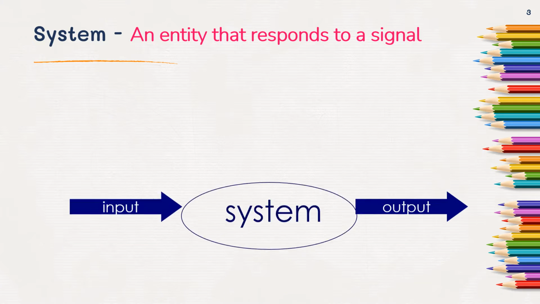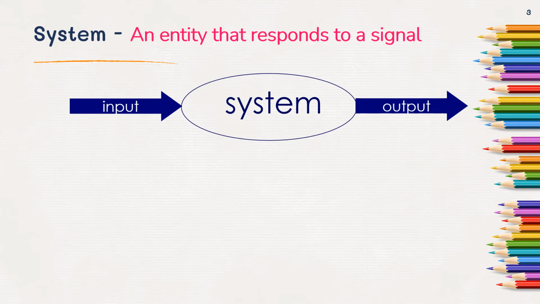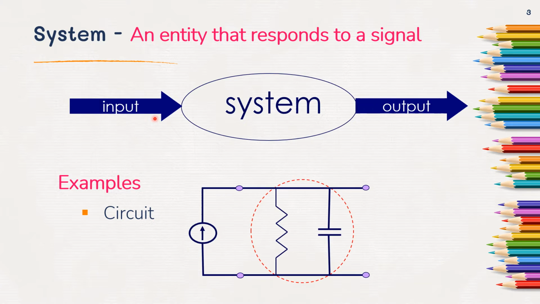Now look at the diagram for a system. What I can tell, a system is nothing but an entity that responds to an input or a signal and generates an output. Now let us see examples of systems. First one is a normal circuit. We give the input to the circuit. Here you have a resistance connected in parallel with the capacitance, which performs some specific operation, and we get the output.